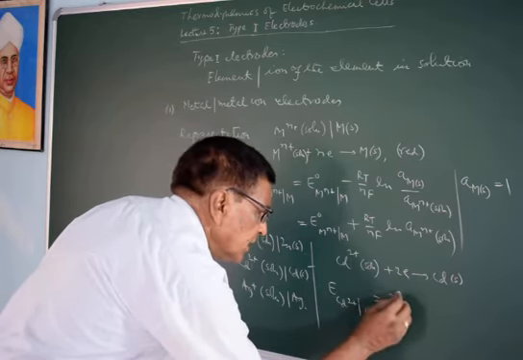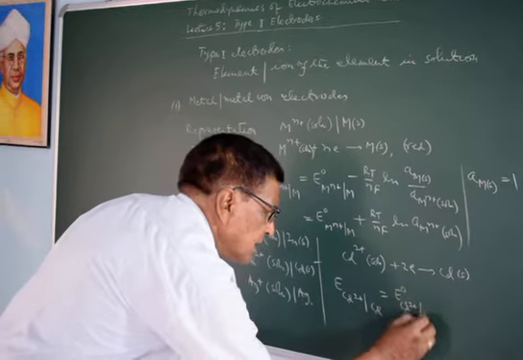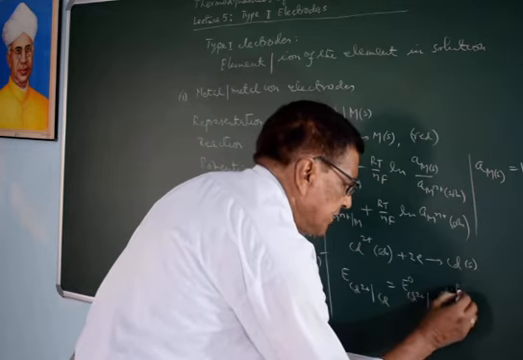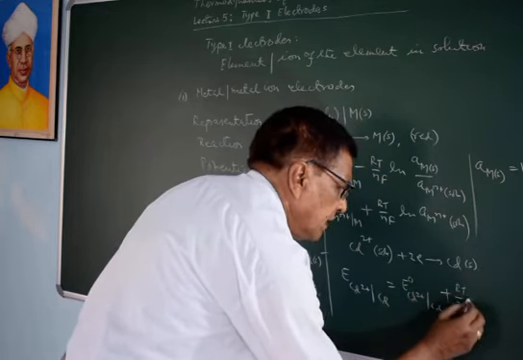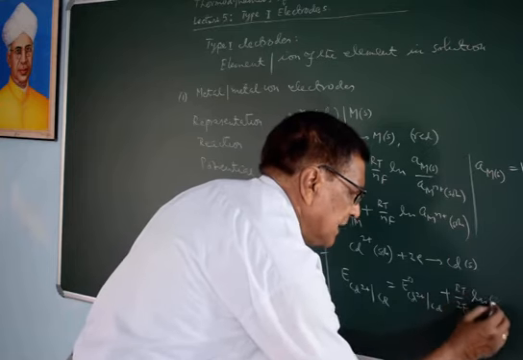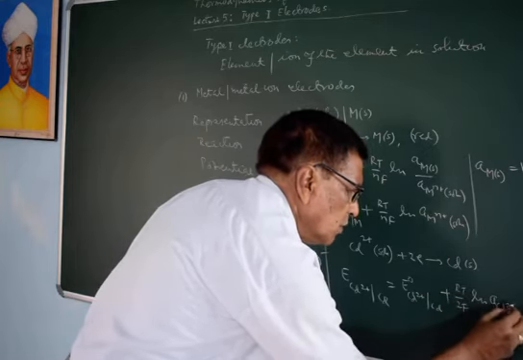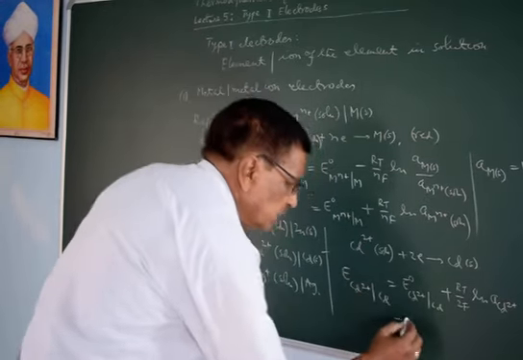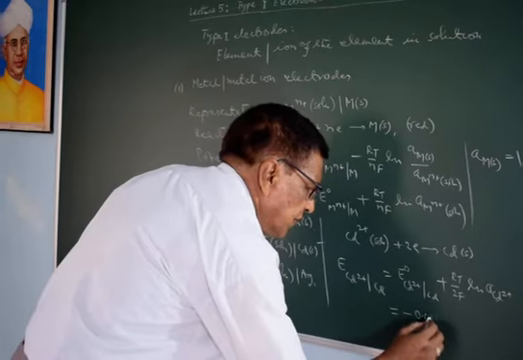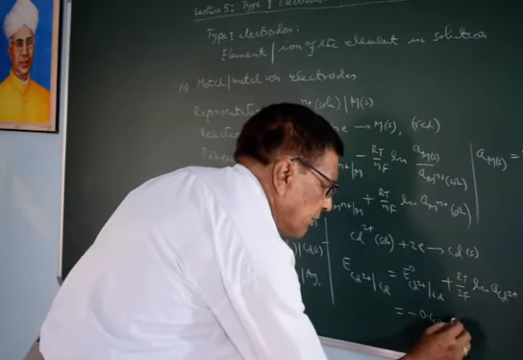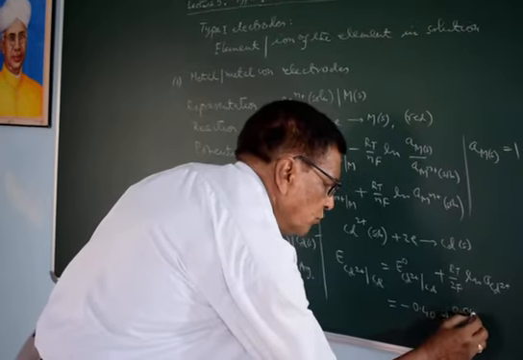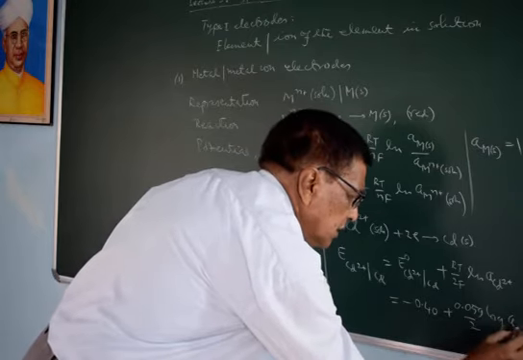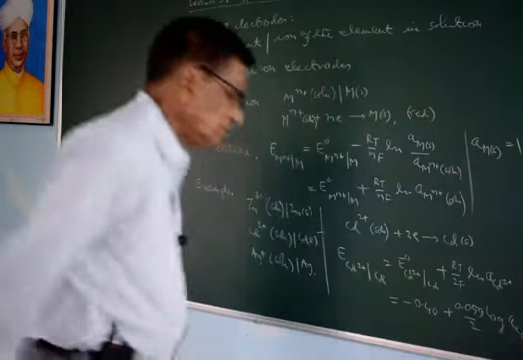equal to E naught of cadmium 2 plus oblique cadmium plus RT by 2F ln activity of cadmium 2 plus. And at 25 degrees centigrade, its value is minus 0.40 volt plus 0.059 by 2 log of activity of cadmium 2 plus.